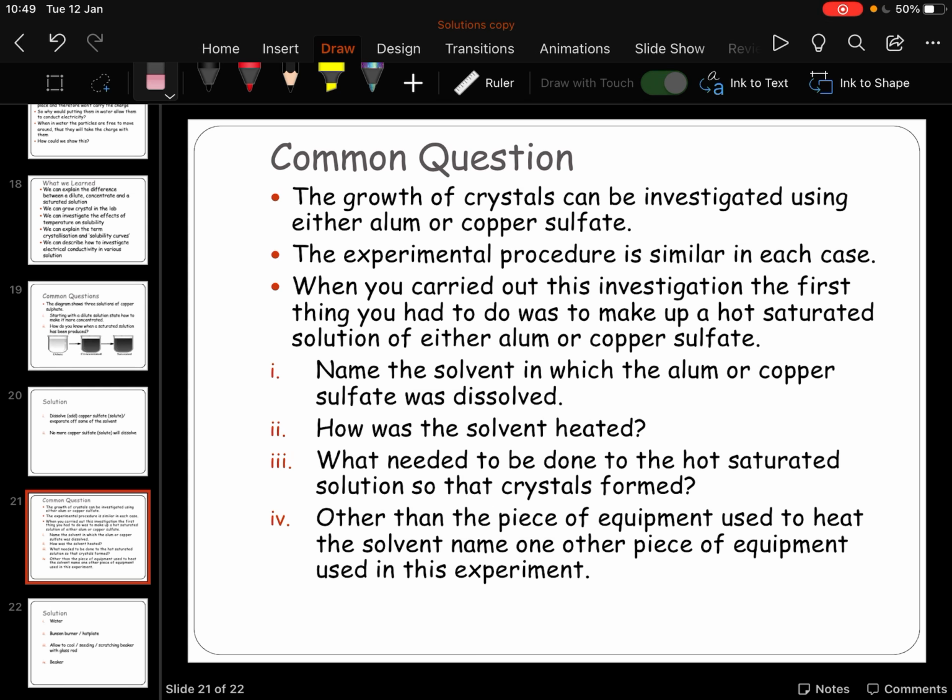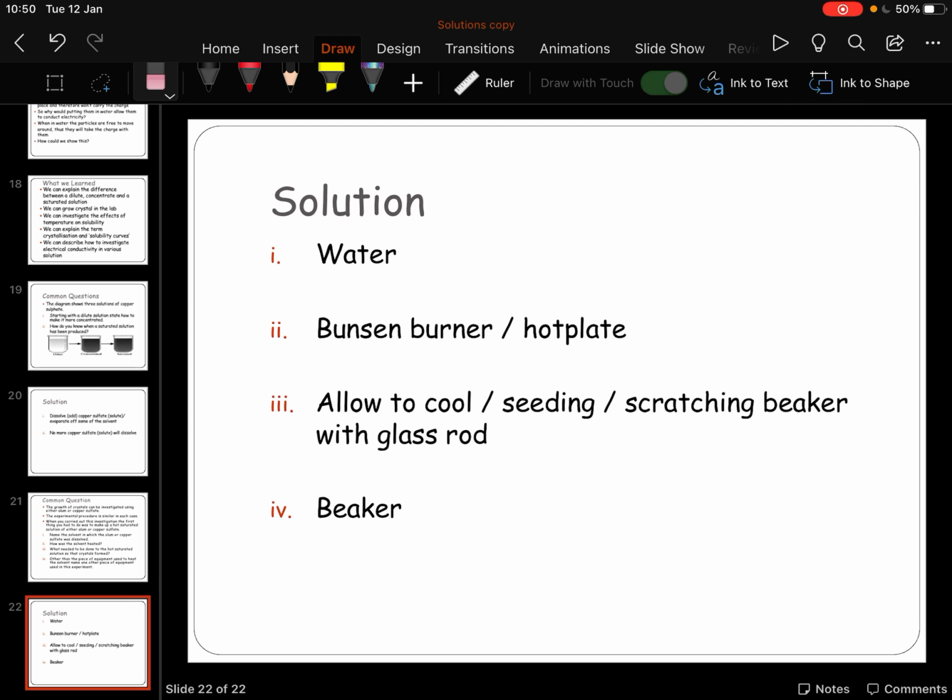And then the second one, again, pause the video, see can you answer it, and then check the answer. The growth of crystals can be investigated using either aluminum or copper sulfate. We use copper sulfate. The experimental procedure is similar in each case. When you carried out the investigation, the first thing you had to do was make up a hot saturated solution of copper sulfate. Name the solvent in which the copper sulfate was dissolved. How was the copper sulfate heated? What needed to be done to the hot saturated solution so the crystals would form? Other than the piece of equipment used to heat the solution, name another piece of equipment. So easy enough one, actually. And they're basically your answers.